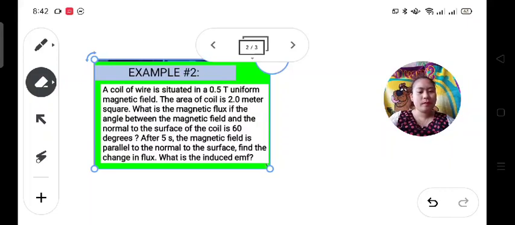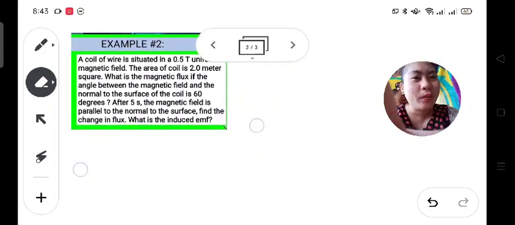A coil of wire is situated in a zero. The area of coil is 2.0 meters square. What is the magnetic flux if the angle between the magnetic field and the normal of the coil is 60 degrees? After 5 seconds, the magnetic field is parallel to the normal. Find the change in flux. Okay, so thank you, Julius. So that is example number 2, a coil of wire situated.